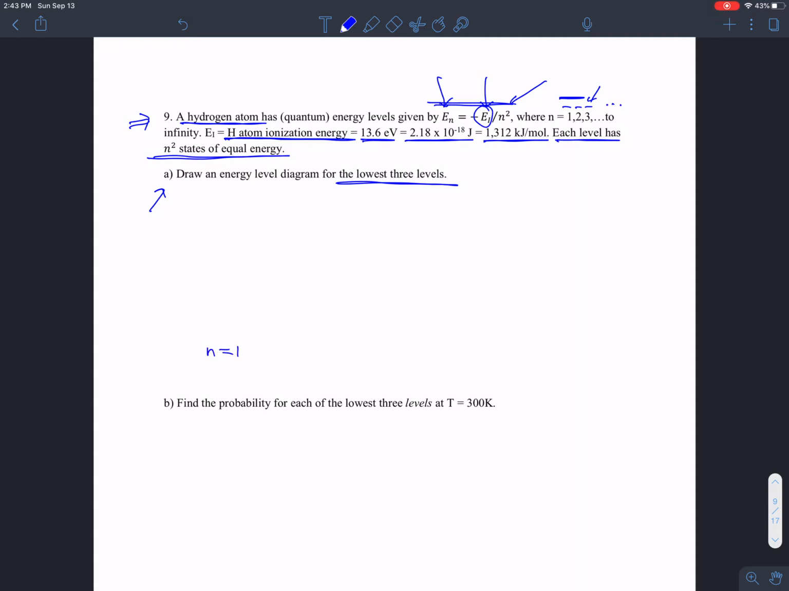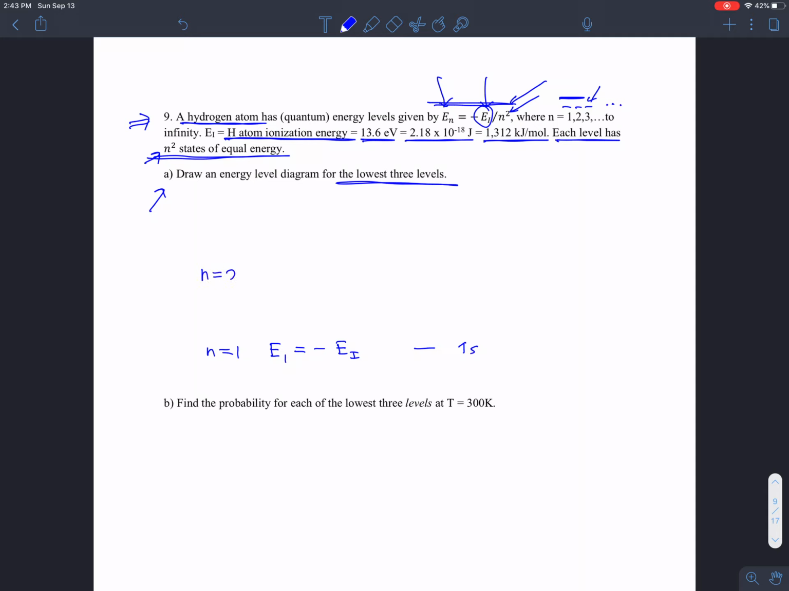For n equals 1, which is at an energy of minus E sub I, right? Because if n is equal to 1 there, then that denominator is just a 1. There's only one state, right? N squared is equal to 1. And that's the 1s state, if you recall from earlier classes.